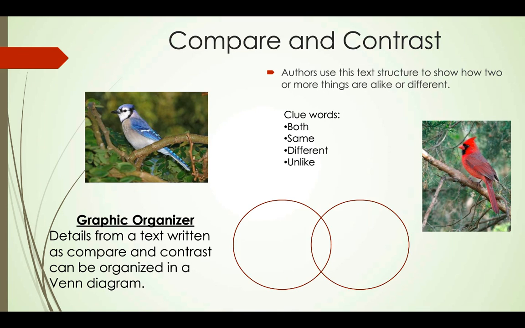There is also a graphic organizer that is often used when we are doing compare and contrast. That is what is called a Venn diagram. So if I was going to compare these two birds, I could write down what each one of them has that is different in their own circle. And then in the crossover where it says both, I would put what these two have that they share that are the same. This is compare and contrast text structure.